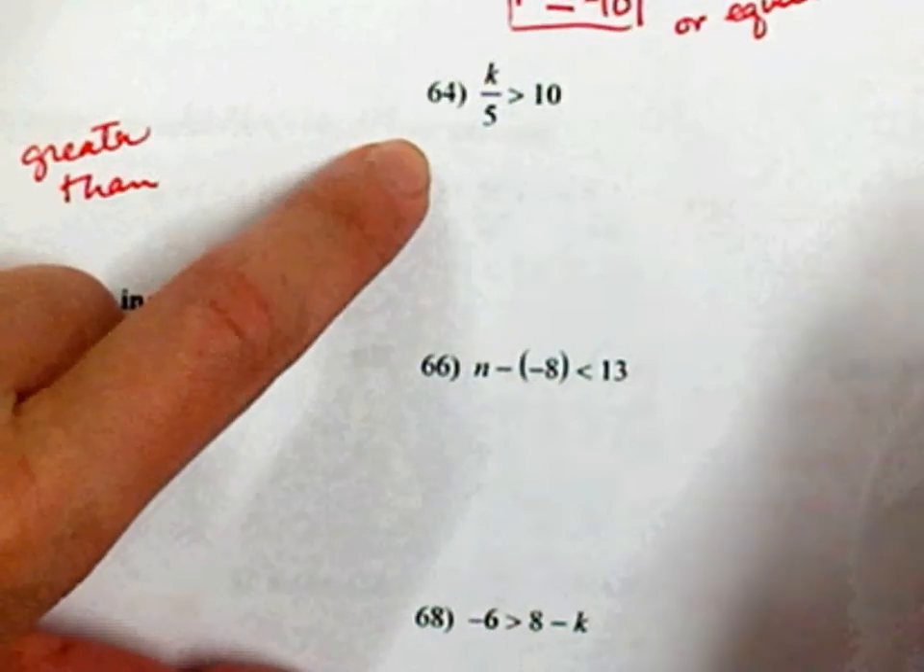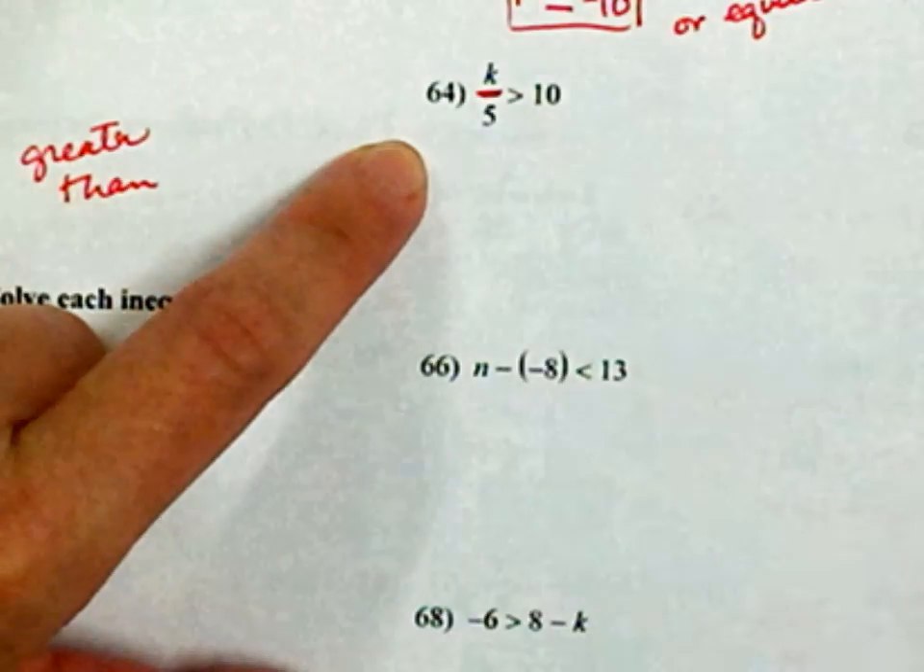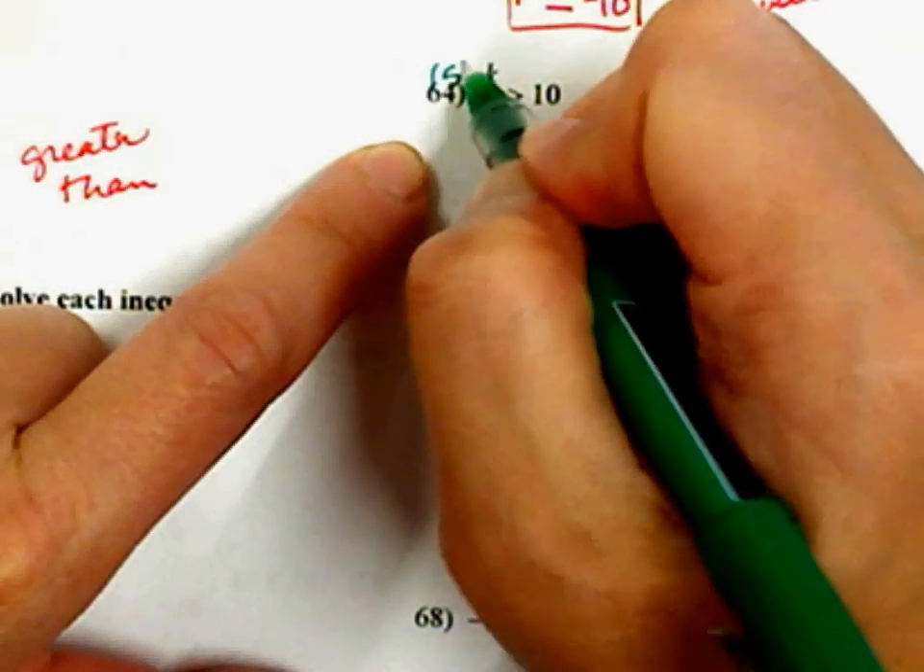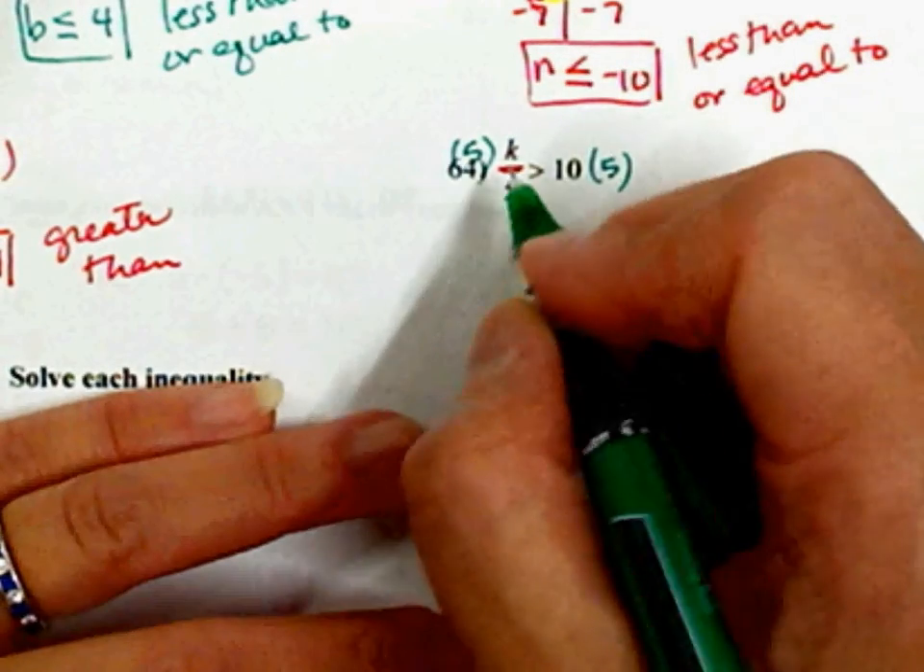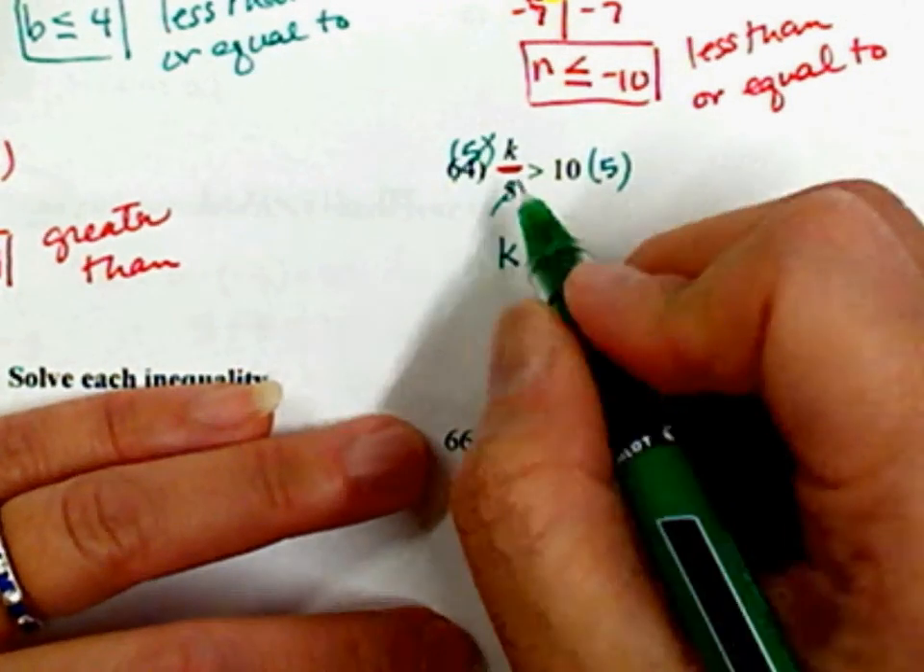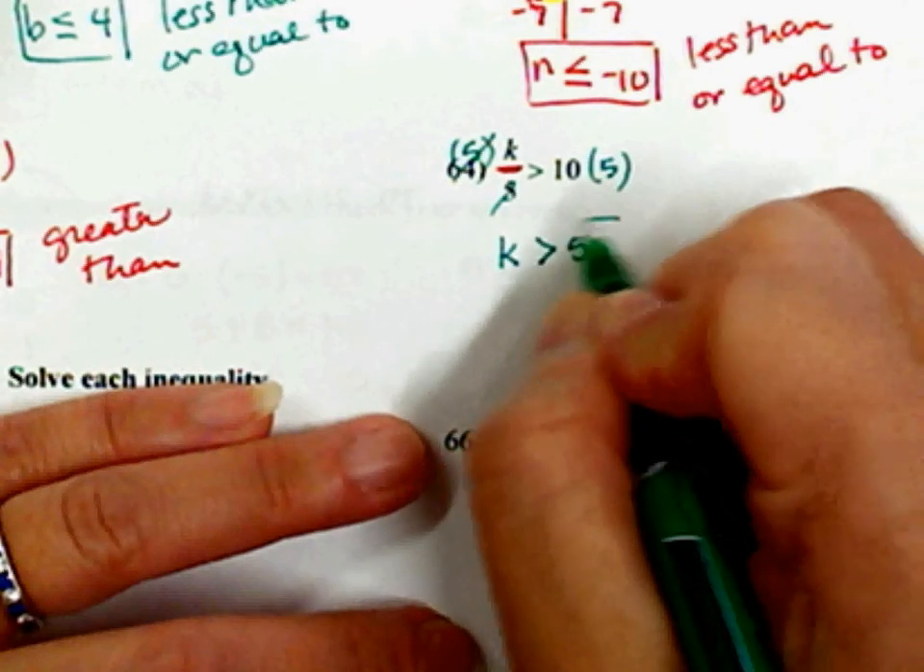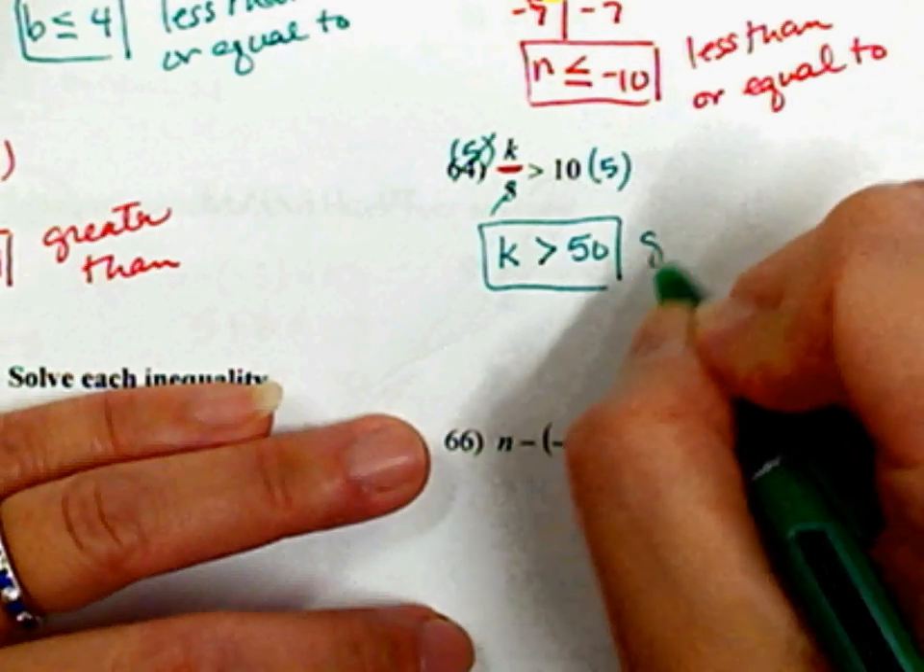Number 64. Divided by 5. So opposite of dividing by 5 is multiplying. Notice I times negative 7, so I change the sign. Here I'm multiplying by a positive, so I don't have to. K is greater than or equal to 50. Don't change that sign. So K is greater than or equal to 50.